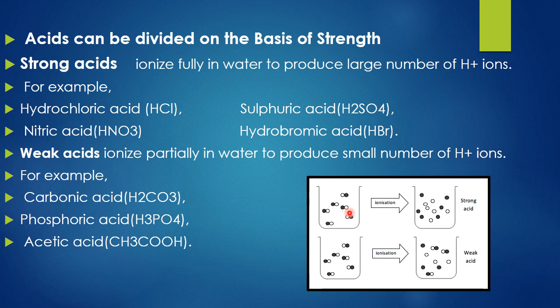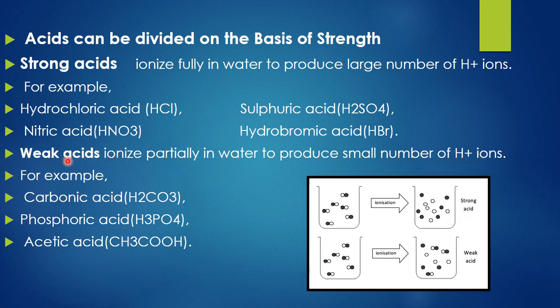If you see here in the picture, these are the acid molecules, right? Now when they are added into water, or dissolved in water, these acids form ions. You can see all the molecules have changed into ions. So a large number of ions are produced, and it is said to be a strong acid.